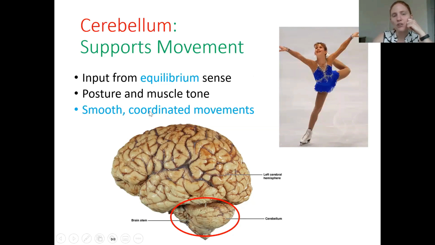So what the cerebellum does is it takes information in from your equilibrium in your inner ear and information from the tendons in your muscles, smooths and coordinates it all together, and then that allows you to make very nice, easy, coordinated movements. Right? So your cerebral cortex is what makes you move in the first place, but the cerebellum allows you to be more graceful as you're moving.